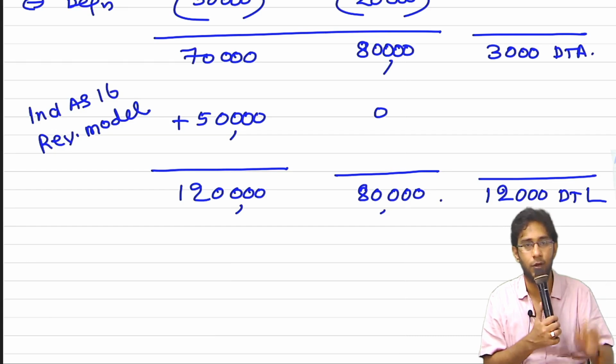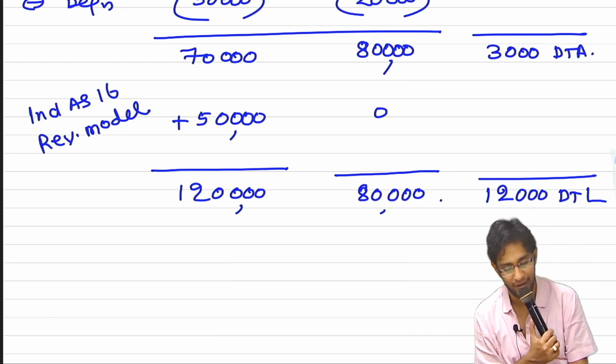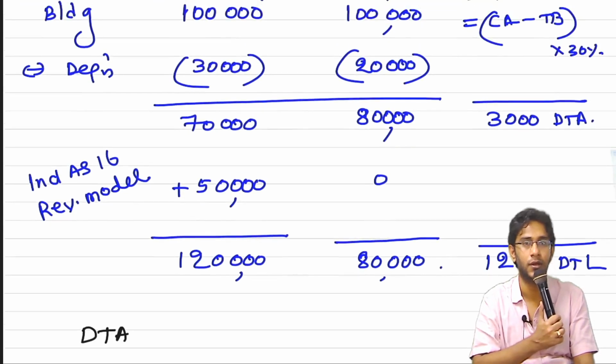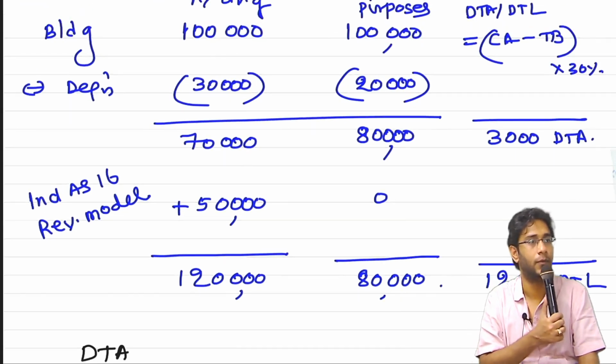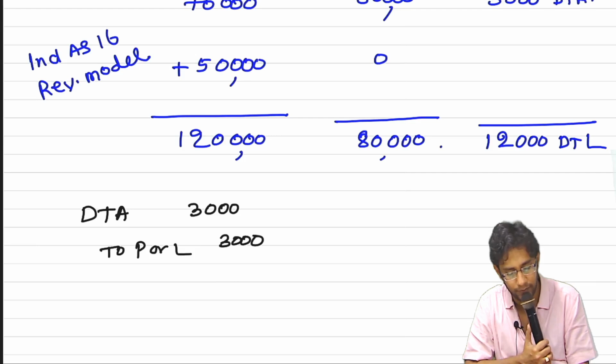The final answer. But do you know what is the entry for this? When you got the DTA, do you agree it's purely because of depreciation? And depreciation is accounted where? P&L. Therefore, DTA to P&L with an amount of 3,000.